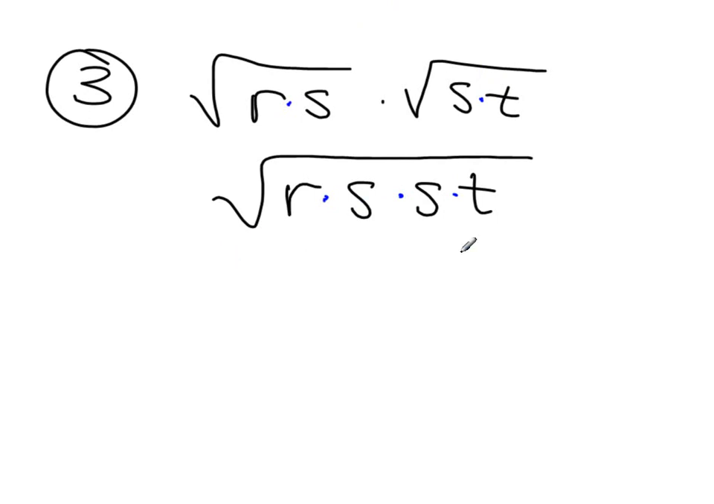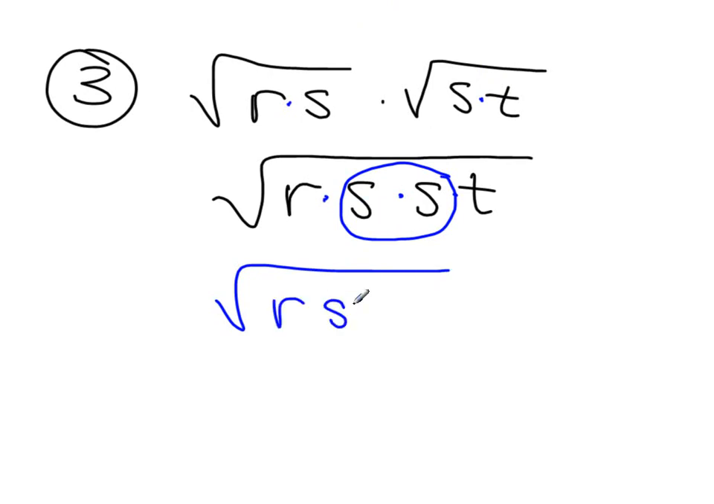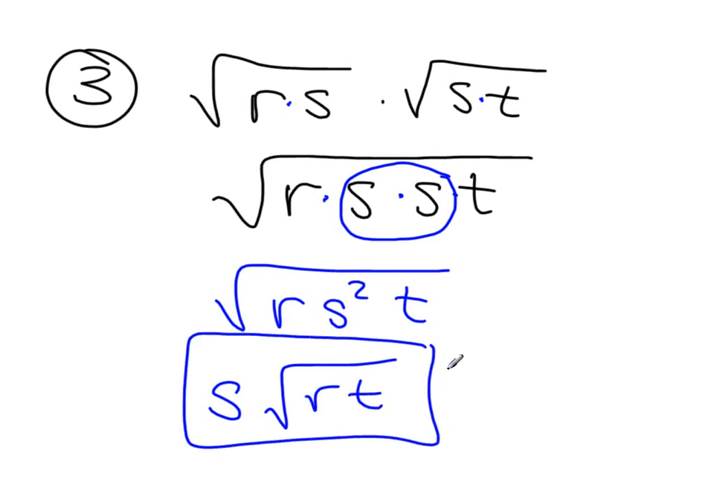And when we multiply these together, we can see we have s times s, which is the same thing as if we were to write s squared. And since the square root of something squared is just that something, that s gets to leave the radical. But r and t didn't have any buddies, so they're stuck under the radical. And that's pretty much what we're doing with all multiplication of radicals.